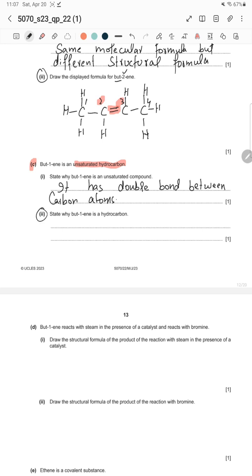State why but-1-ene is a hydrocarbon. It contains carbon and hydrogen only. Hydrocarbons only contain carbon and hydrogen.